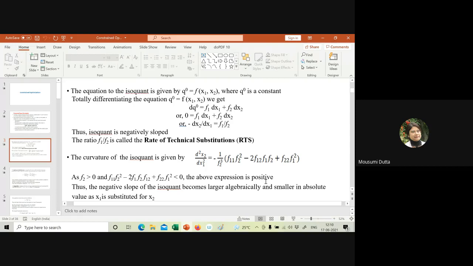The ratio f1 by f2 is called the rate of technical substitution. In the case of utility maximization, we call it MRS, the marginal rate of substitution. Here we call it the rate of technical substitution, RTS. The curvature of the isoquant will naturally be given by the second order derivative, d square x2 by d x1 square.